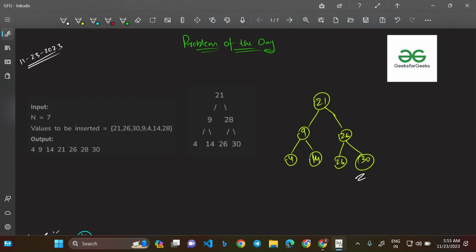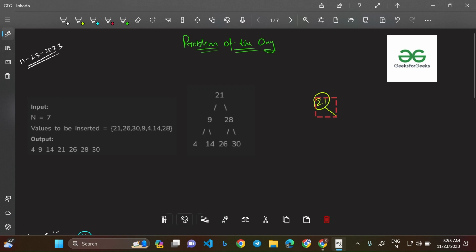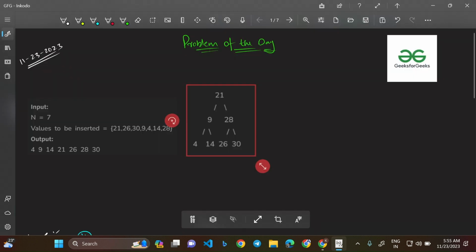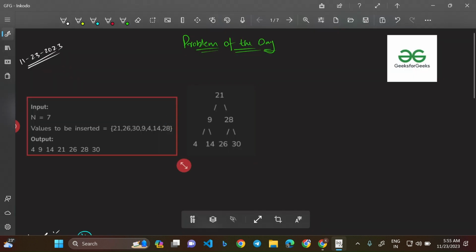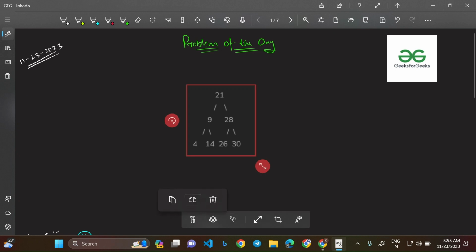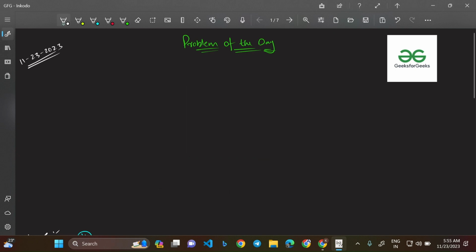Now I'll just erase these points. Fine. I'll just take this off. Fine. So I'll even erase this. Take this off, the sample examples. So done. Now let us list out the properties of a BST.